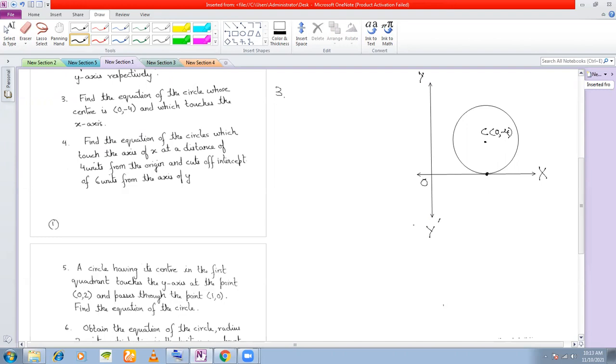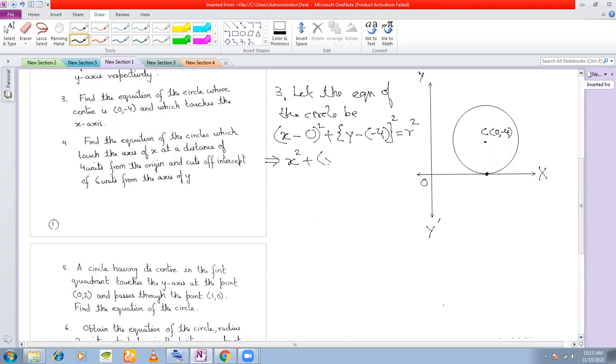Okay. So if the center of the circle is 0, minus 4, what is the equation of the circle? Since the center is given, we say let the equation of the circle be x minus h, h here is 0, plus y minus k, y minus of minus 4, k is minus 4, square is equal to r square, since we don't know the radius. That means x square plus y plus 4 whole square is equal to r square.